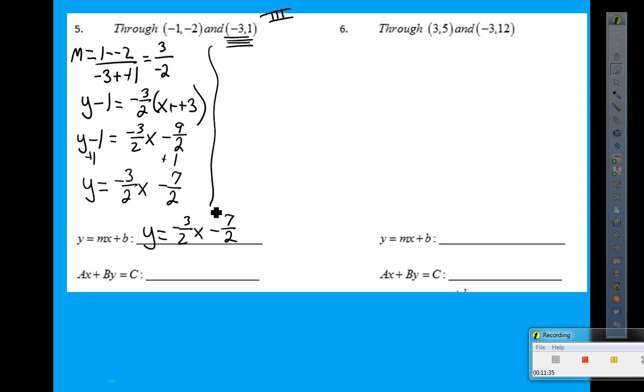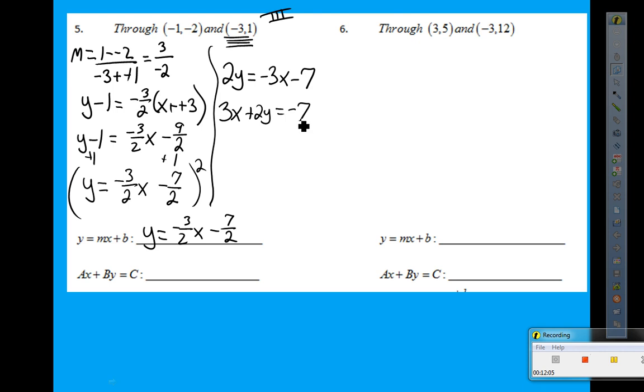Now, to put it in standard form, let's get rid of the fractions. So in standard form, I'm going to go ahead and multiply everything by 2. So I'm going to have 2y equal, these 2's cancel out, leaving me negative 3x minus 7, because those 2's also canceled out. Let's add 3x over here. So I got 3x plus 2y equal negative 7.